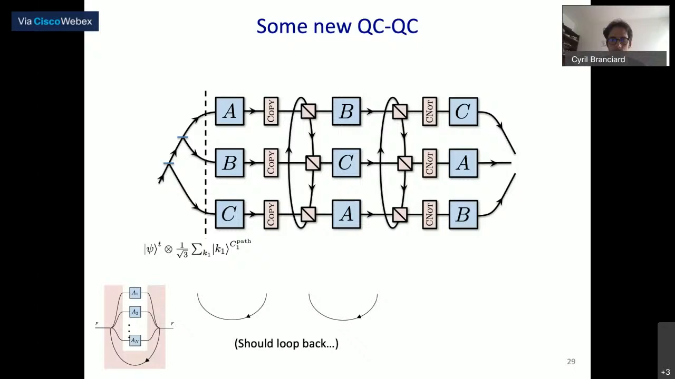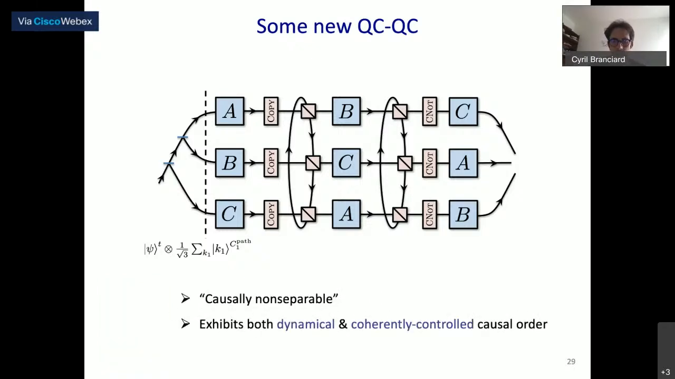You don't get any. I mean, it's still compatible with a well-defined order if you trace out the control at the end. And here you can still trace out the control and still be causally non-separable with this dynamical and coherently controlled causal order.